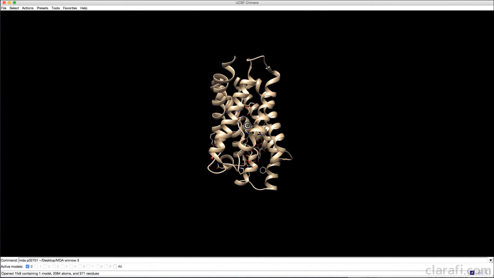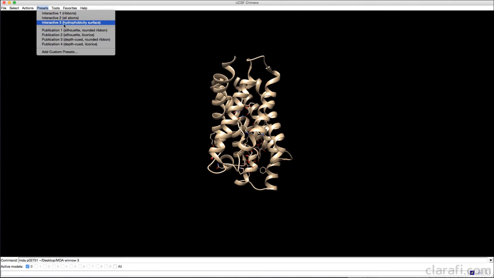Hydrophobicity happens to be programmed into Chimera as one of the presets. To quickly display the surface of the molecule and color it based on hydrophobicity, click Presets, Interactive 3, Hydrophobicity Surface.